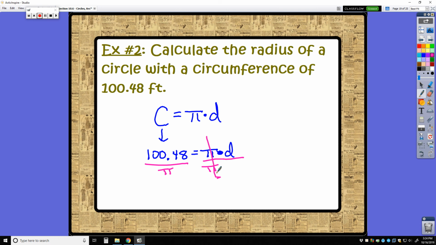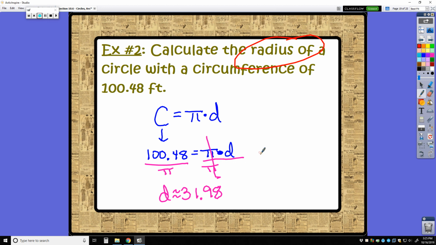And so here's where I will actually use my calculator and figure out what this number really is. But first, I got to grab a calculator. All right, let's see. Okay, calculator on. 100.48 divided by, and this has got a pi button on it right there. Perfect. And I get that the diameter, if I round to the nearest hundredth, is 31.98.